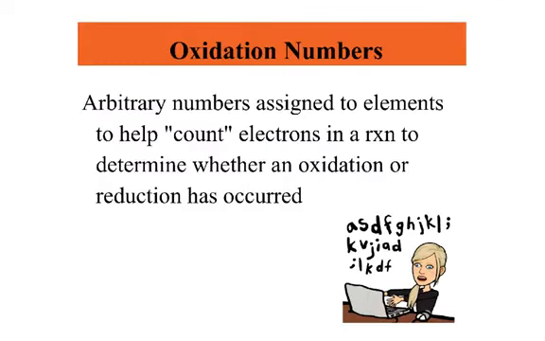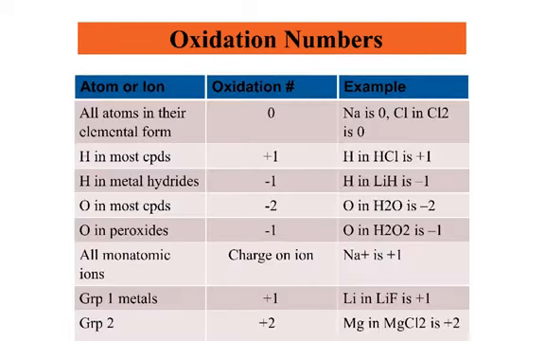The last part we're going to look at is oxidation numbers, and these are arbitrary numbers that we assign to elements to help us count electrons in a reaction to determine whether an oxidation or reduction has occurred. I'm going to show you a table that gives you oxidation numbers, and from the ones that we know, we can use to find ones that we don't know. You have this table in your textbook. It's a little more complicated in your textbook, but you can use the one from your textbook. I don't know the page number offhand, but I'm sure you can find it.